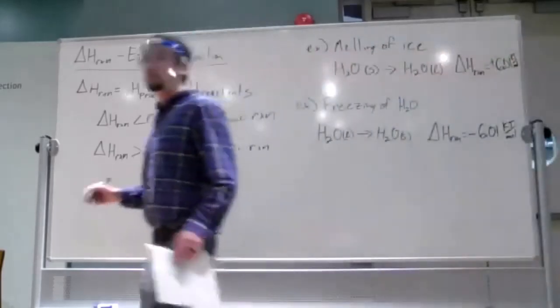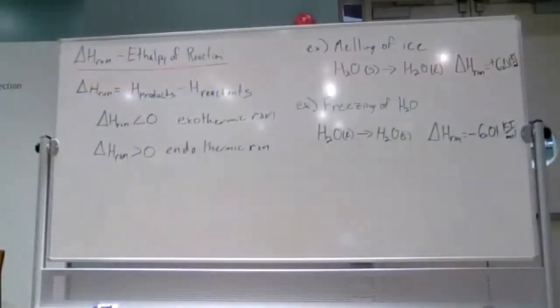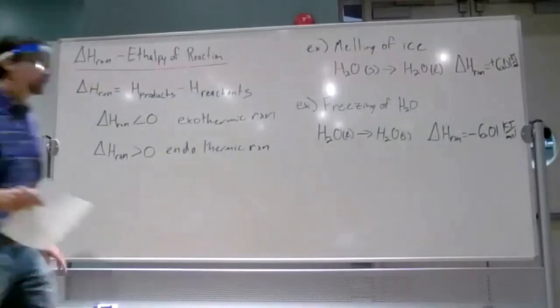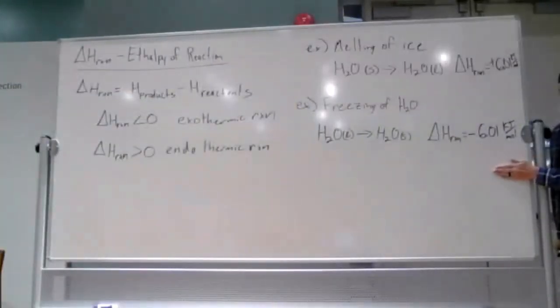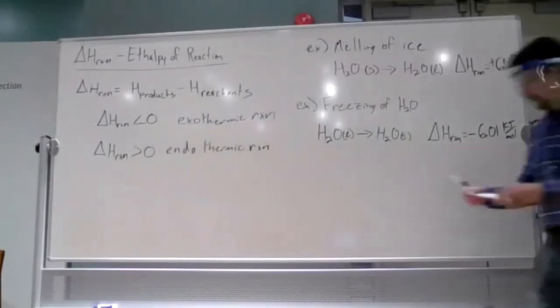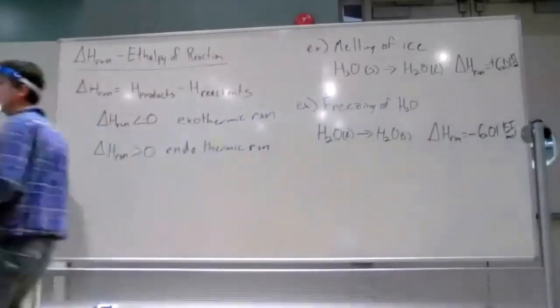What do you notice when we flip the reaction around? Does the magnitude of delta H change? The magnitude's not changing, but the sign does change. That's going to be a very important idea when we start talking about Hess's law. Okay. Are there any questions about this?